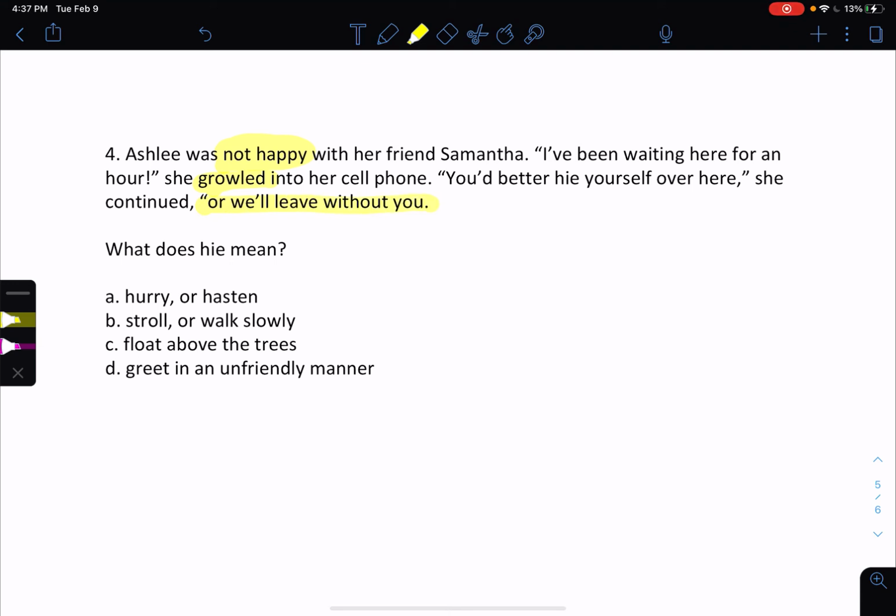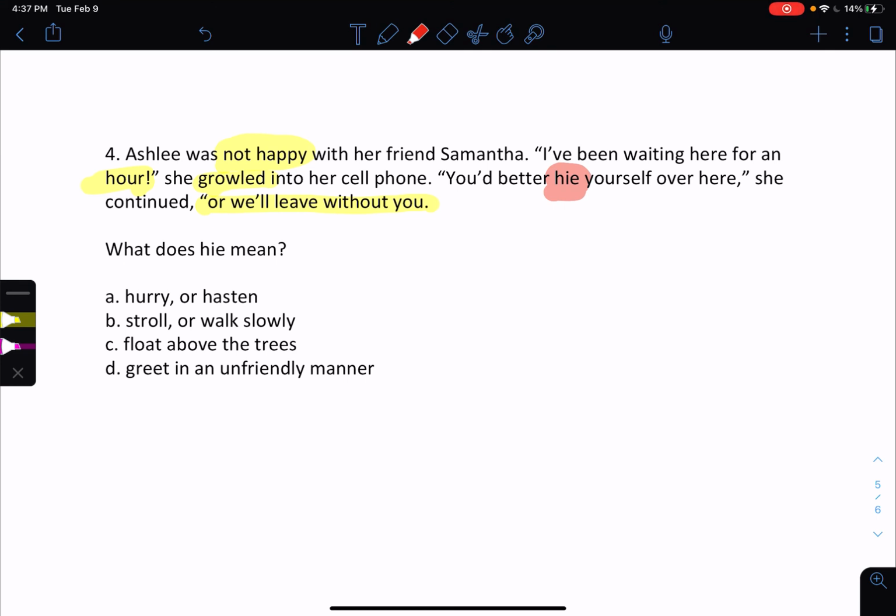What does hie mean, right? So Samantha has been waiting for her friend for an hour. If you've been waiting for someone for an hour, what inference can you make about how she's feeling? She growled in her phone. She said, you better hie yourself over here, she continued. We'll leave without you. What does hie mean? It might mean hurry or hasten, stroll or walk slowly, float above the trees, or greet in an unfriendly manner.